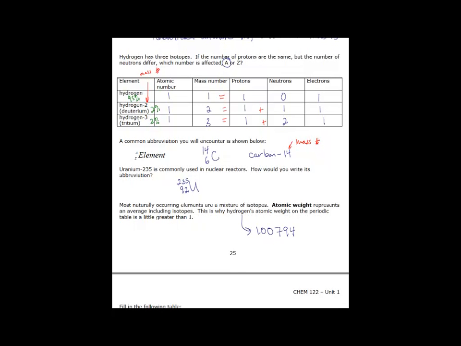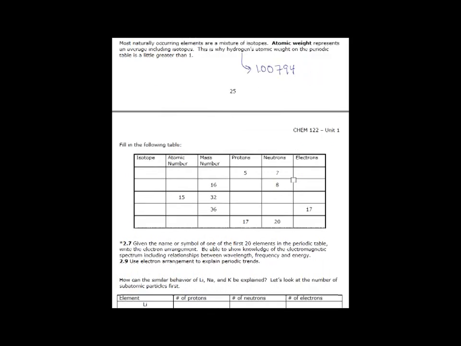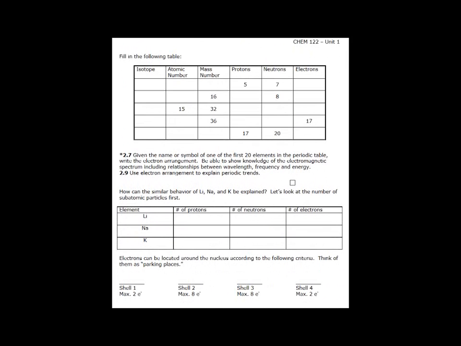So on the next page, I want you to fill out this table. And don't use the atomic weight. Make sure you remember that the mass number is the sum of the protons and the neutrons.